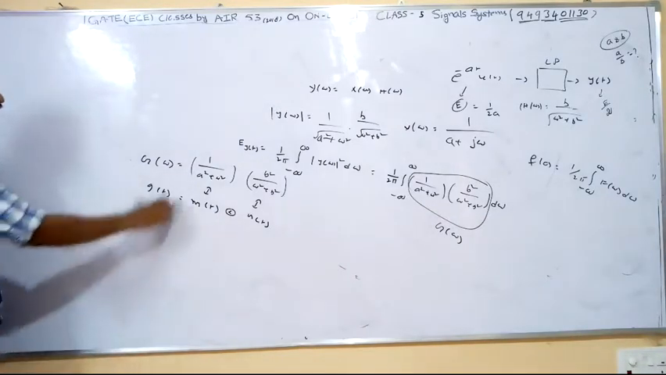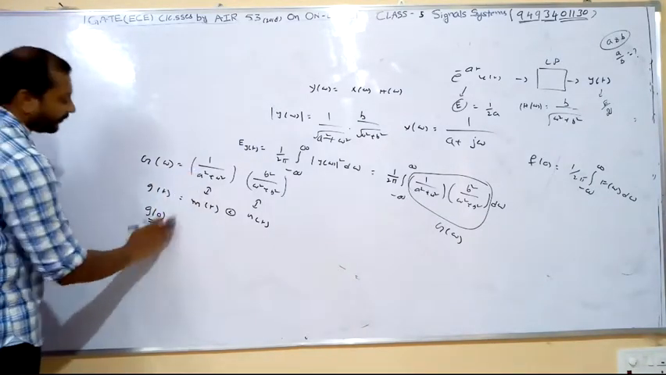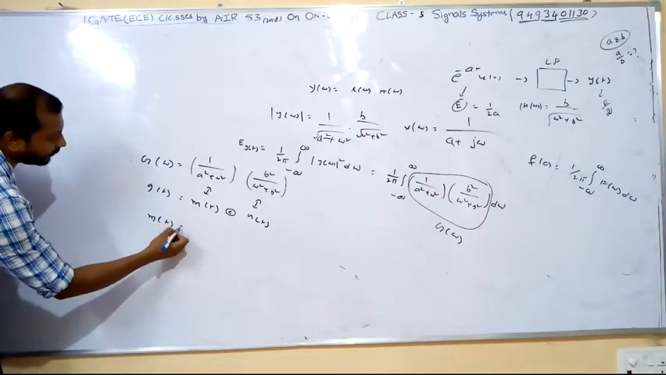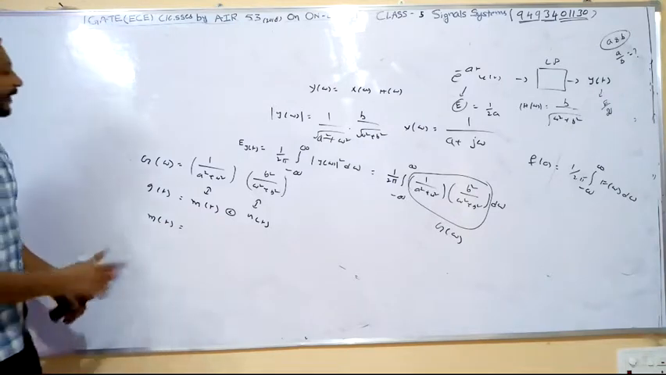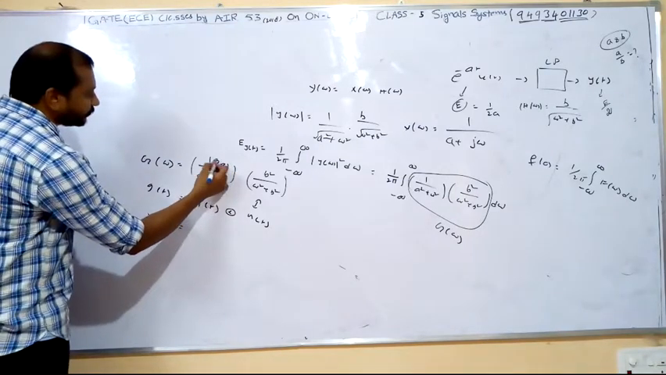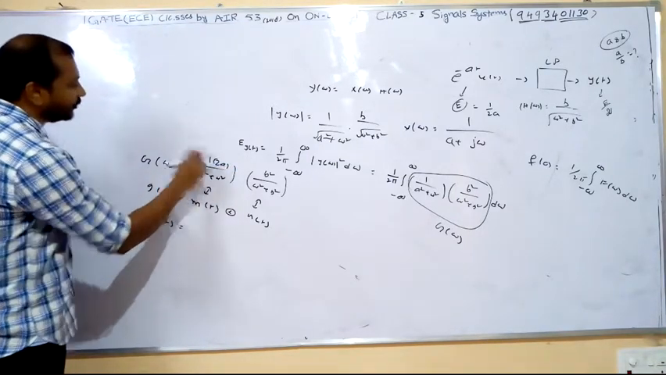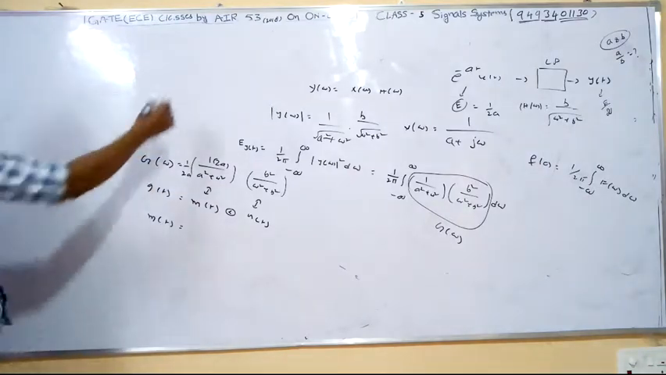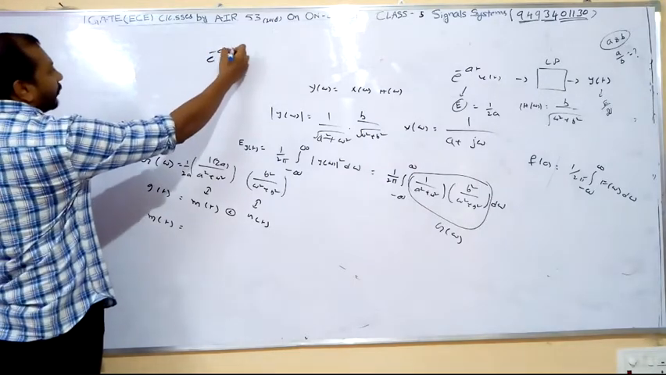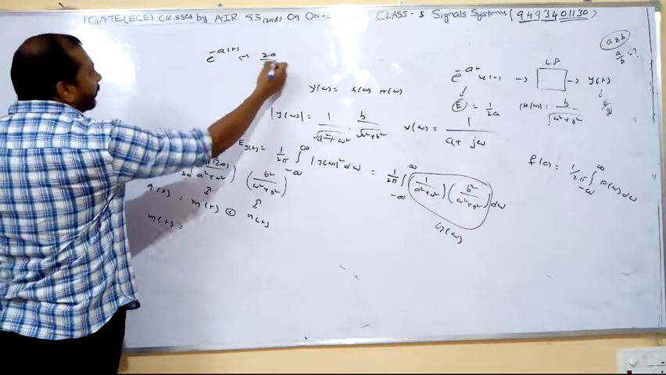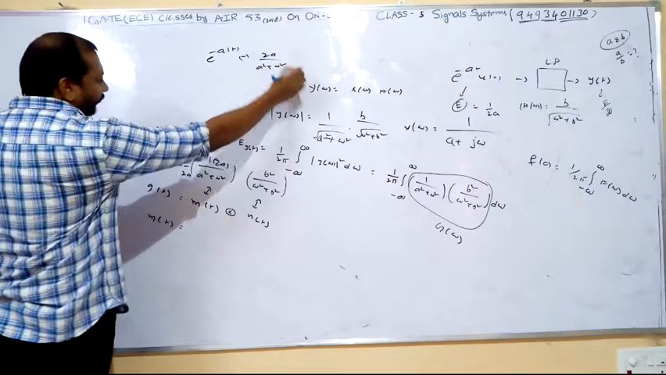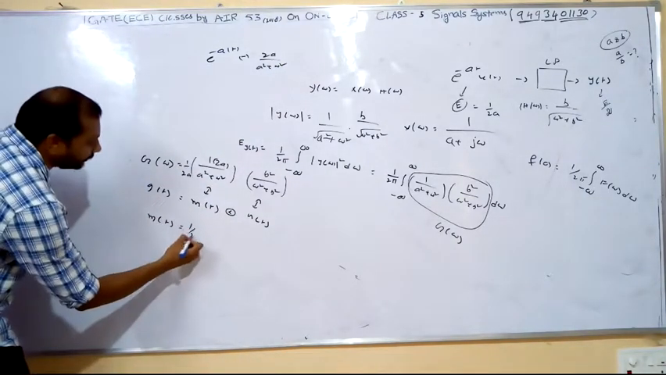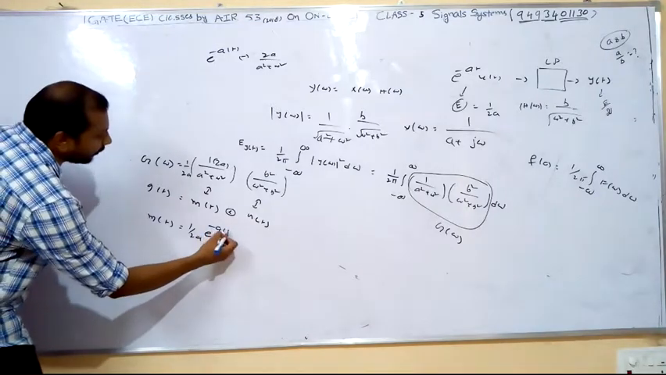This m of t and n of t. So this expression is equal to 1 by a square plus b square. Directly you can write this m of t by using the duality property. If you multiply and divide with 2a, this is a standard format only: 2a divided by a square plus omega square. e to the power minus a mod t corresponds to 2a divided by a square plus omega square. So directly you can write this as 1 by 2a, e to the power minus a mod t.